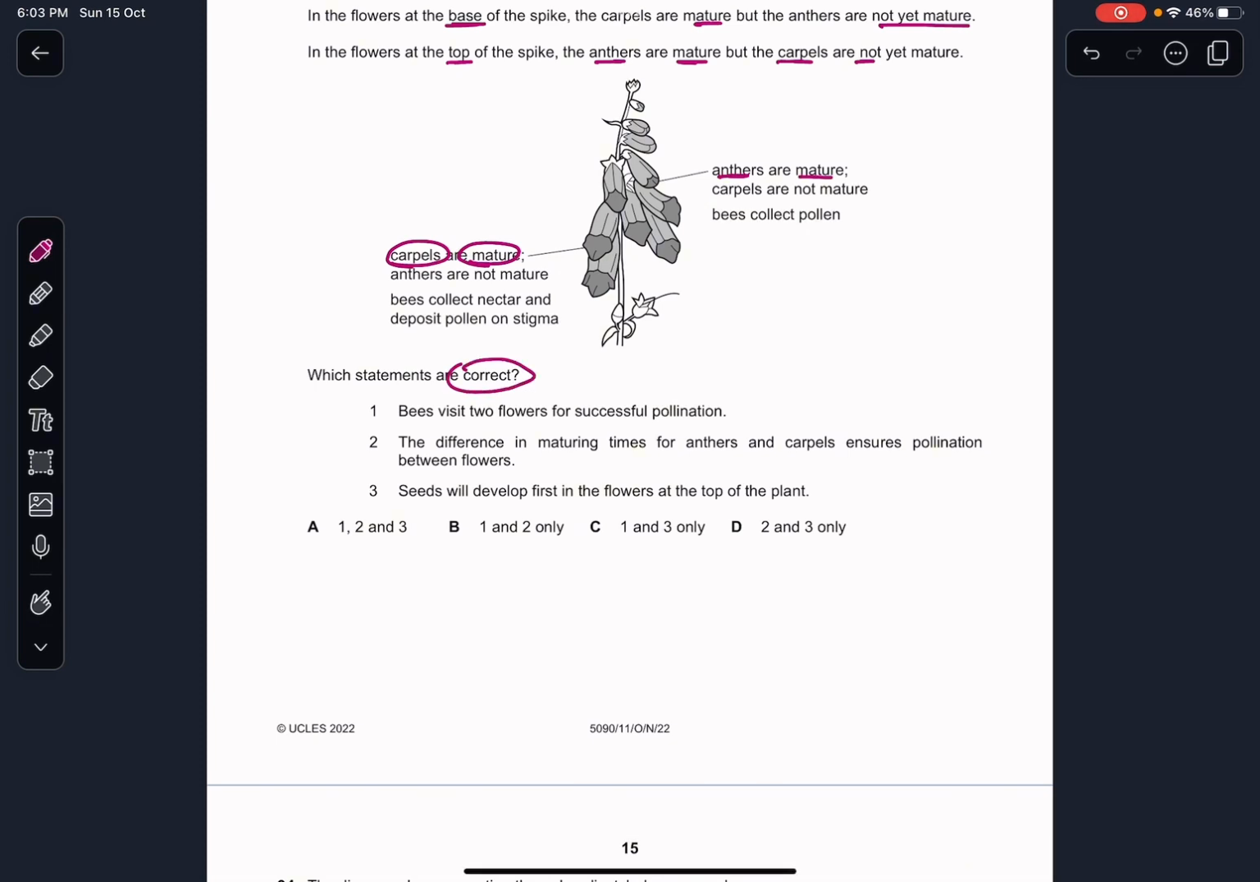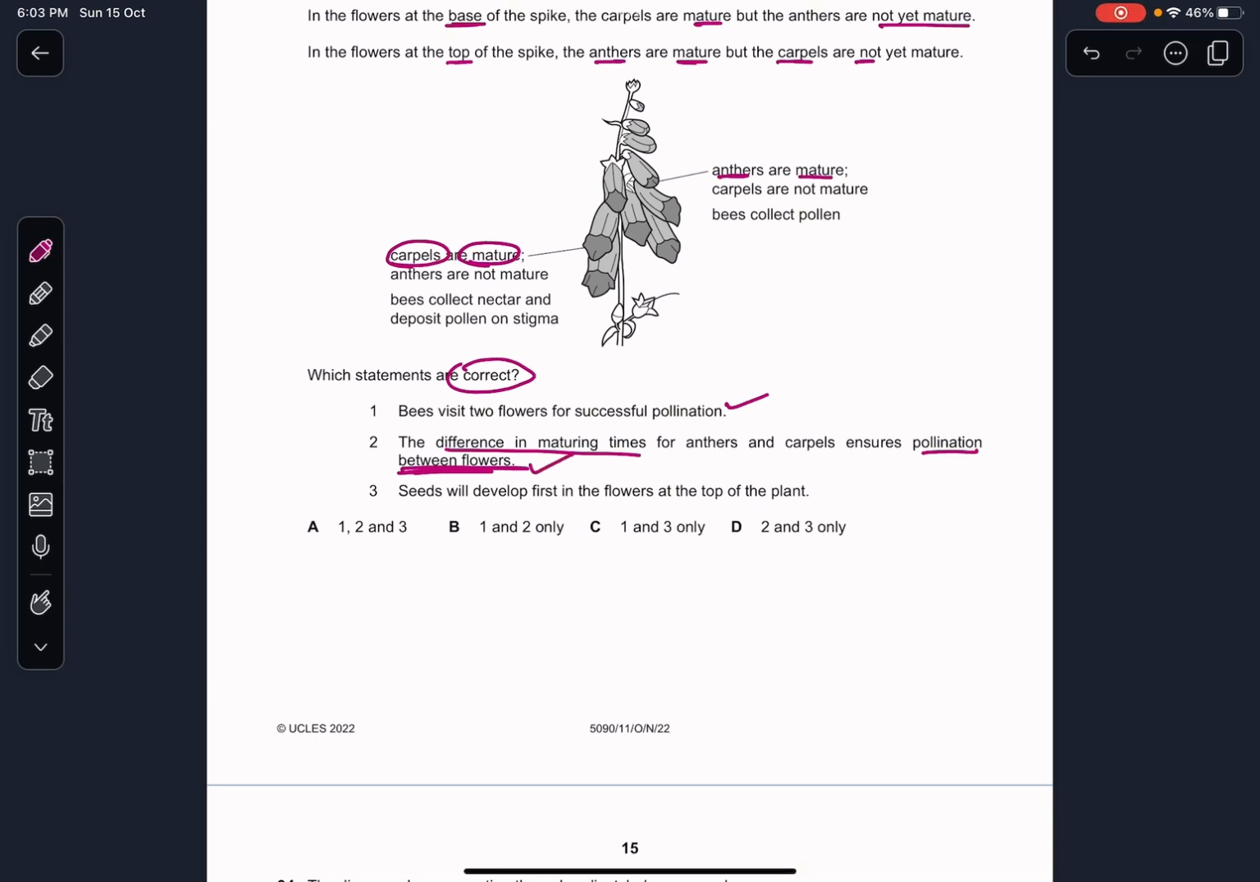Bees visit two flowers for successful pollination. Yes, obviously. The difference in maturing times for anthers and carpels ensures pollination between flowers. So this means that when there are different maturing times, self pollination is not going to occur. So pollination is going to be cross pollination. So yes, this is also correct.